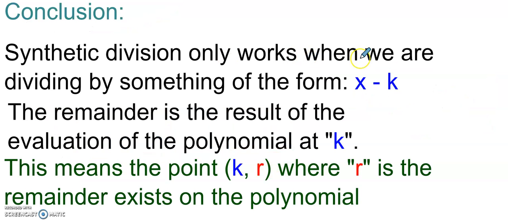All right, so synthetic division only works when we are dividing by something of the form x minus k, but when we are using synthetic division to evaluate, then we are just plugging k into the corner, and we are finding the point k comma r, where r is the remainder, and so that is the value of the polynomial at the x coordinate k. So when we are evaluating a polynomial with synthetic division, we just care about the remainder. That is our answer.